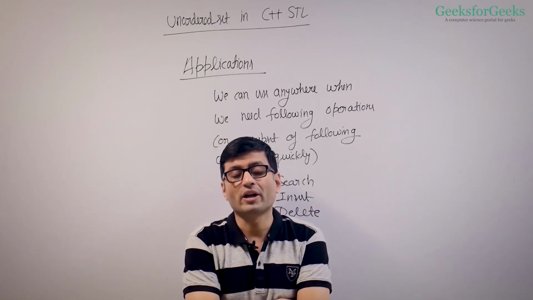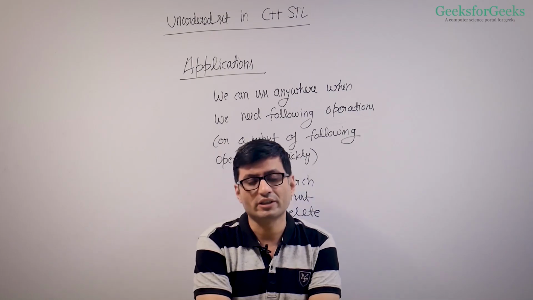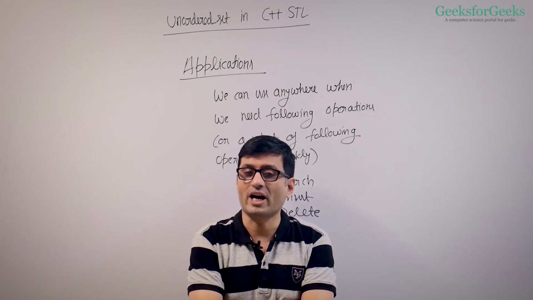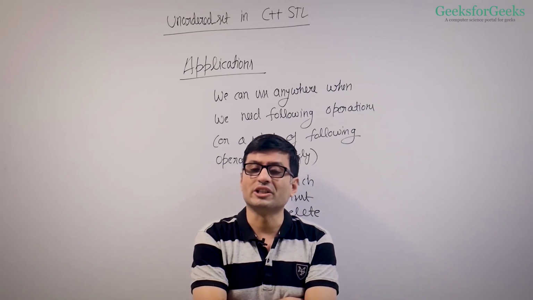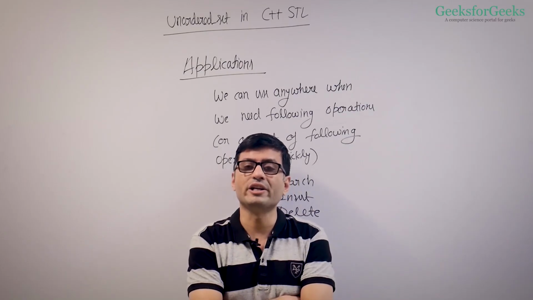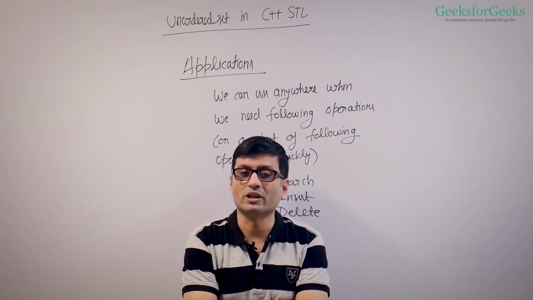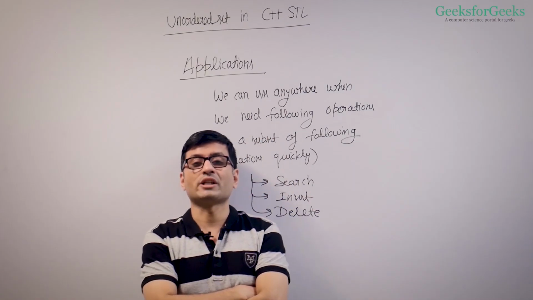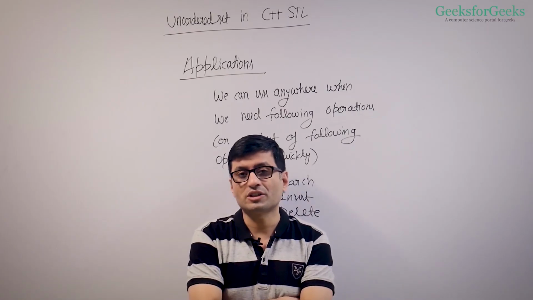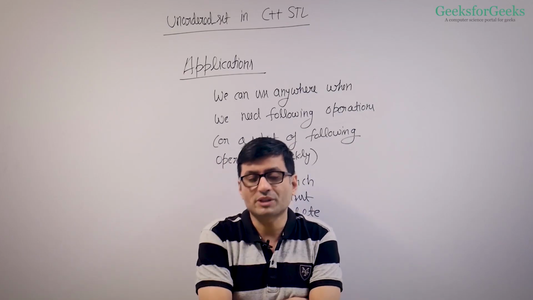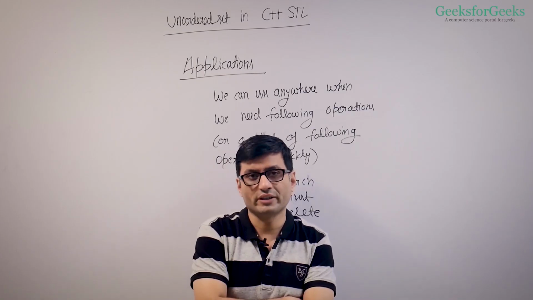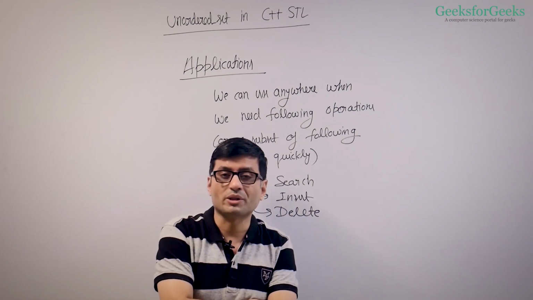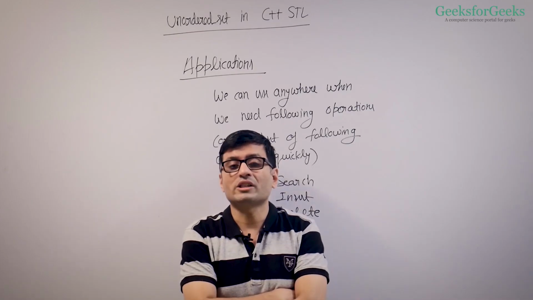Let us now talk about applications of unordered set. Unordered set is mainly implemented using hashing. Hashing has this great thing that search, insert and delete can be done in big O of 1 time on average. So whenever you need to do these operations on a set of keys, you want to do search, insert or delete, or you want to do a subset of these three operations, you can use unordered set because there is no other container that can provide these three operations in constant time on a set of keys.